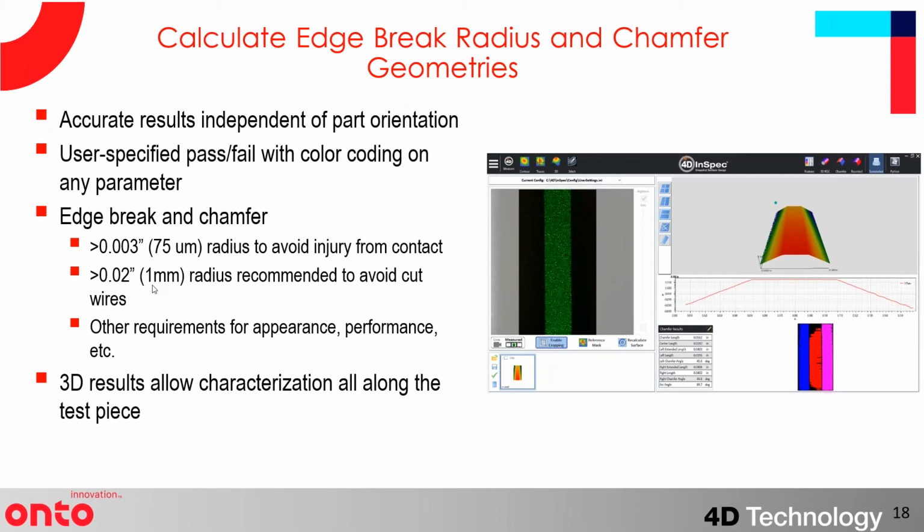And then there's a lot of other requirements for appearance, performance, et cetera, that are placed on anything from cell phone cases to, you know, automotive transmissions and bearings and races. But the advantage of three-dimensional results is they allow characterization all along the test piece, and all of your results are independent of part orientation. And Kramer will show you that in greater detail.